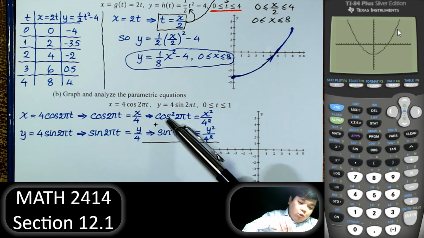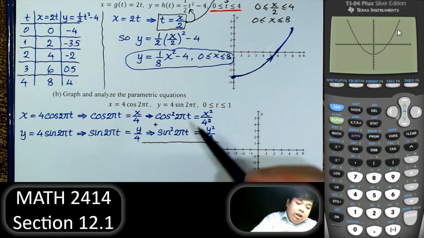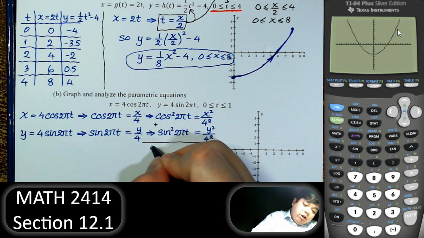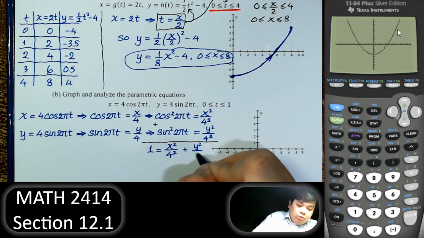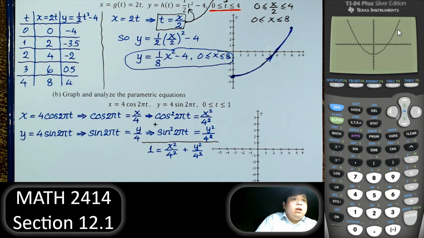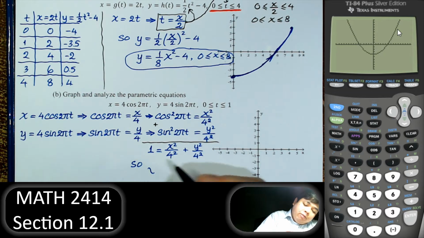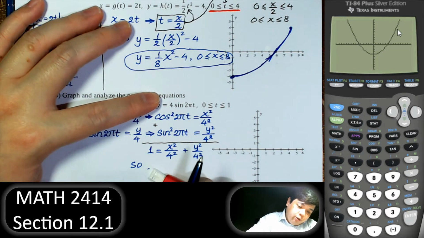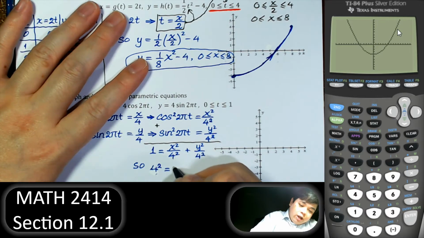We have cosine square plus sine square on that side. Pythagorean identity, cosine square plus sine square. Notice that the argument here has to be the same. So in that case, we have 1 on this side, and the other side we have x square over 4 square plus y square over 4 square. Multiply both sides by 4 square, and we should have 4 square equal to x square plus y square.